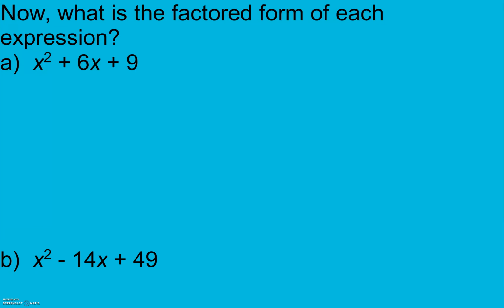Now, feel free to pause here and give these a try if you'd like. We're going to come up with the factored form here. If we look, x squared is a perfect square. 9 is a perfect square, 3 times 3.